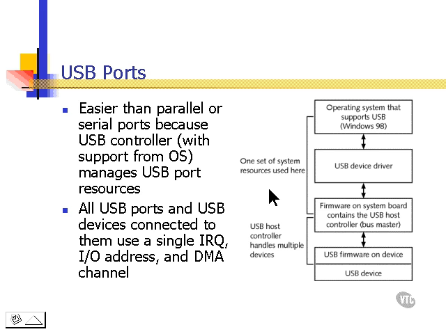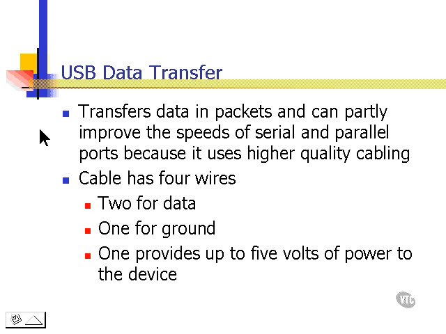USB ports also improve data transfer. USB transfers data in packets, and it can improve speeds over serial and parallel ports because it uses a higher quality cabling. It has 4 wires, 2 for data, 1 for ground, and 1 that provides up to 5 volts of power for a device. We can string up to 127 devices together in a USB chain. And even if we need more power, we can buy USB hubs that provide power for additional devices.